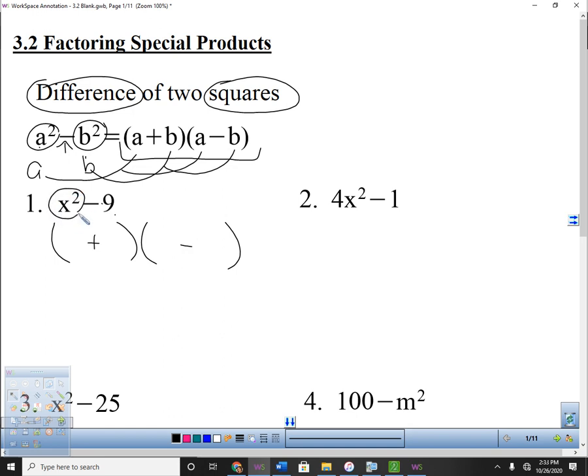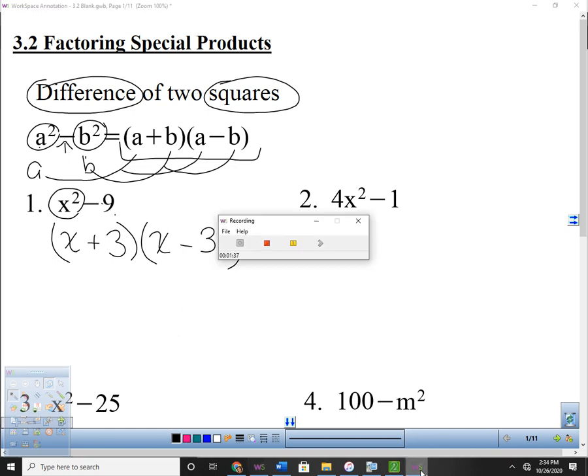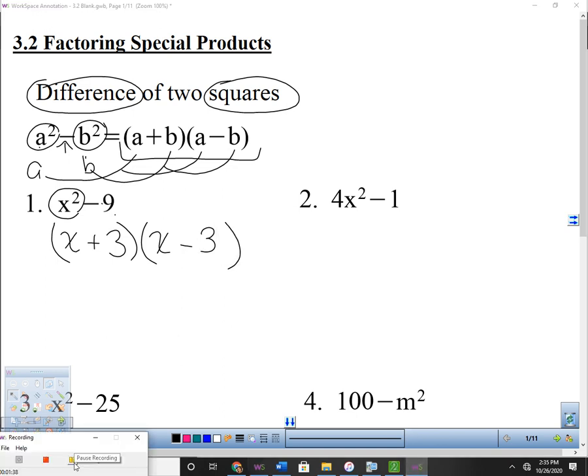So what's the square root of x squared? And what's the square root of 9? And then I'm done. Okay? And so that would be done. This is why this works.